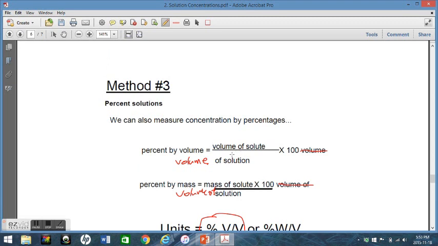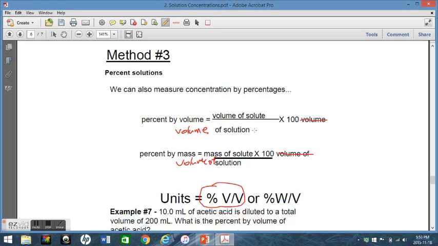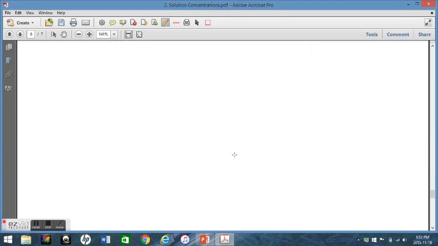And so what you could do there, if you have a certain amount of vinegar, you could figure out exactly how much acetic acid is in there. Or you could figure out what the percentage is if you knew the amount of acetic acid. Another one, hydrogen peroxide, is measured this way if you have it for antiseptic use. It's going to say probably 3% V/V. And what that means is 3% of the final solution is going to be actual H2O2 and the rest is water. Percent by mass, mass of solute divided by volume of solution.